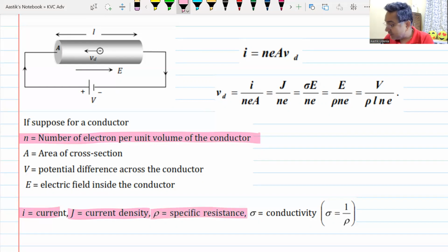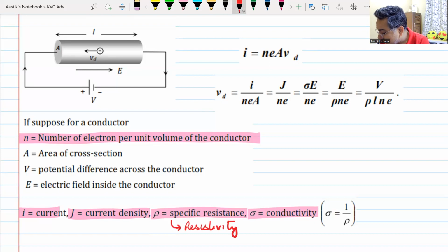Rho is known as specific resistance, or sometimes we call it resistivity. So rho, we will get through this term also. And sigma is known as conductivity. Conductivity and resistivity are inverse of each other. Even if you have not heard this term, you can write the definition. You can write the relation here.